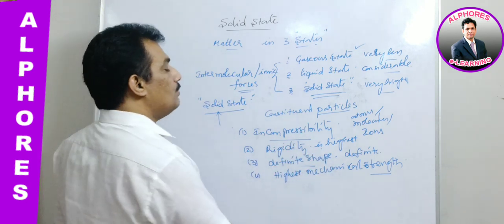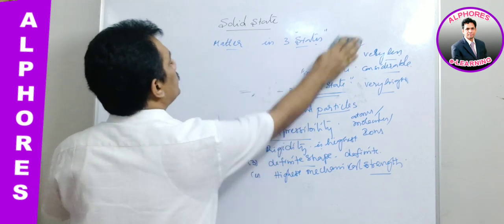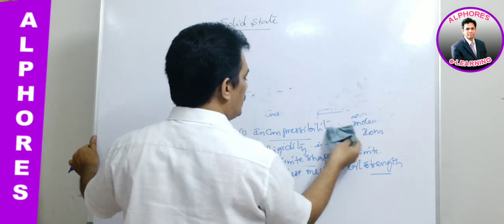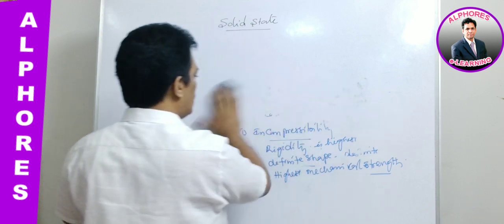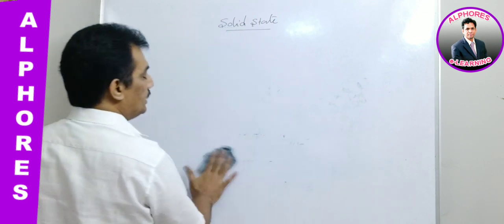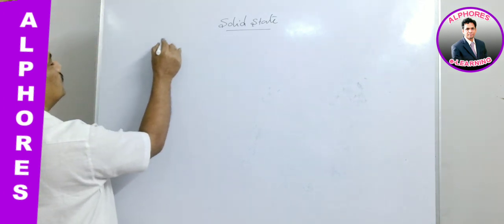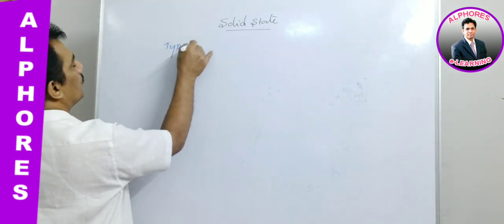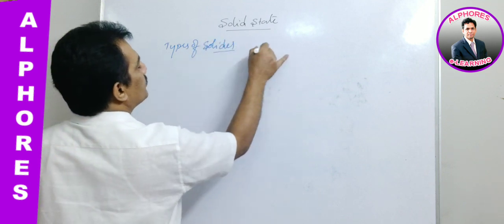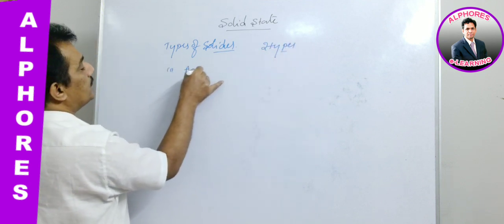Clear? And now coming to the classification, how many types of solids are there? Depending on the constituent particle arrangement, that is how they are arranged, whether they are arranged in a regular manner, that means in a systematic manner, or whether they are in irregular manner. Depending on that, these solids are classified into two types. Types of solids. These are two types. One, amorphous solids.